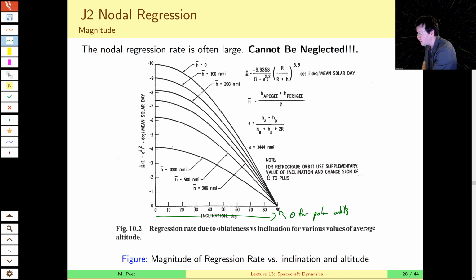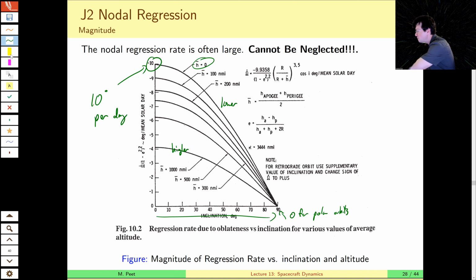So higher, lower. Lower orbits have this effect more pronounced. This is at h equals 0. And at that h equals 0, for an equatorial orbit, this can be as large as 10 degrees per day. Right? 10 degrees per day. Wow, that's a big change.